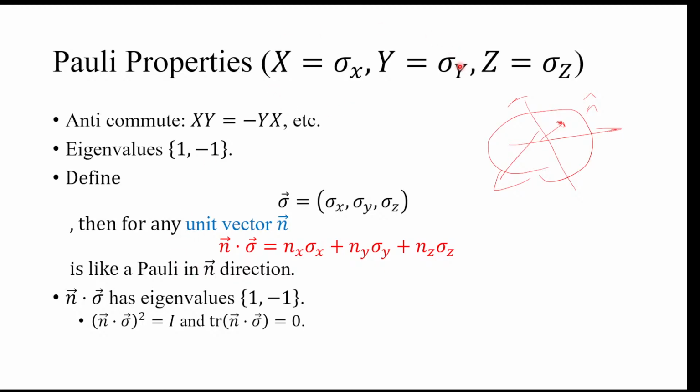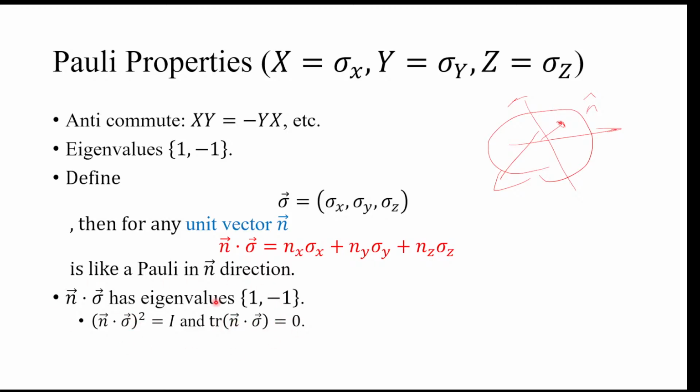And we like to say that for any unit vector n, this matrix is also like a Pauli matrix, a Pauli matrix in the n direction. If you think about the Bloch sphere, any point corresponds to an n hat, and this n dot sigma corresponds to the Pauli matrix. It's like a Pauli in many ways.